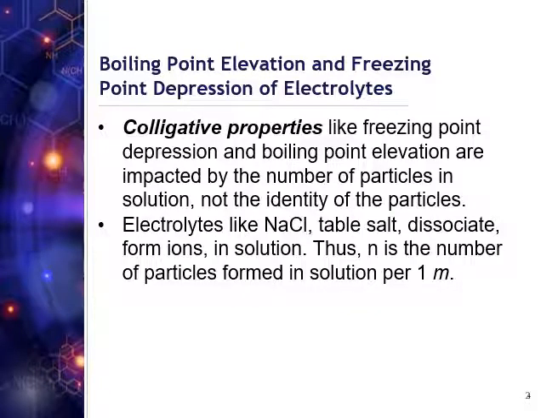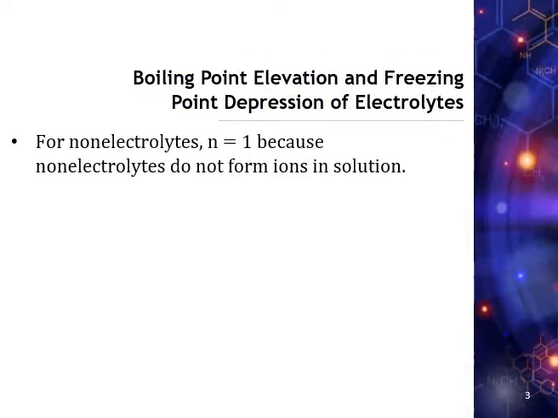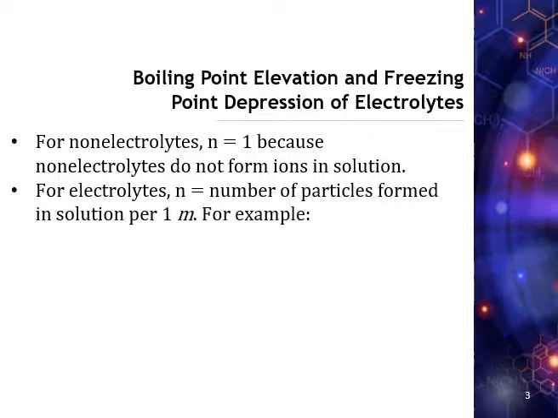Electrolytes like NaCl, table salt, dissociate or form ions in solution. Thus, N is the number of particles formed in solution per 1 mole. For non-electrolytes, N is 1 because non-electrolytes do not form ions in solution. For electrolytes, N is the number of particles formed in solution per 1 mole.